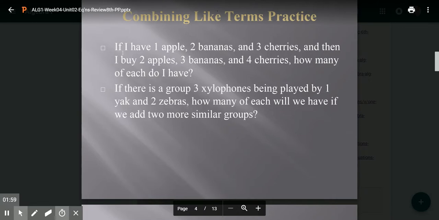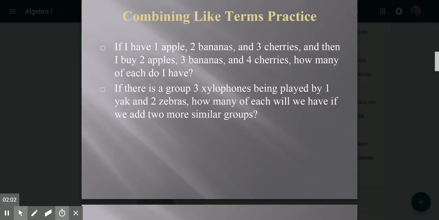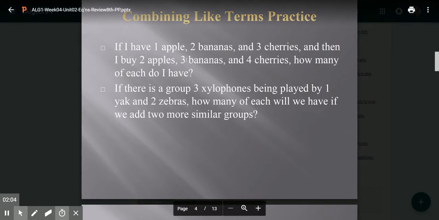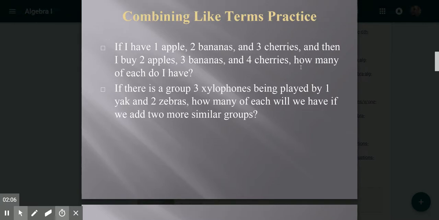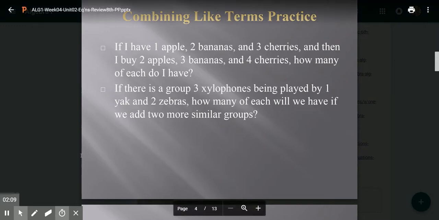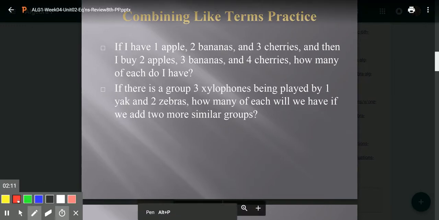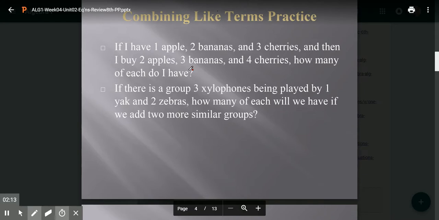So this first one, if I have 1 apple, 2 bananas, and 3 cherries, and then I buy 2 apples, 3 bananas, and 4 cherries, how many of each do I have? And so most of us can probably do this in our head without any kind of algebraic representation help, but this is just to introduce this idea of combining like terms and showing you where we get variables from.